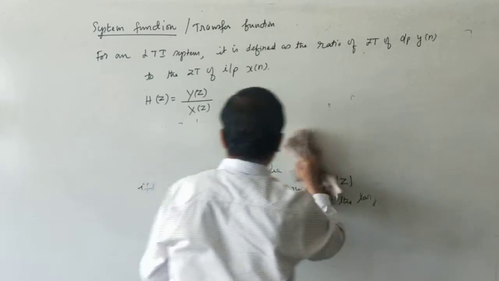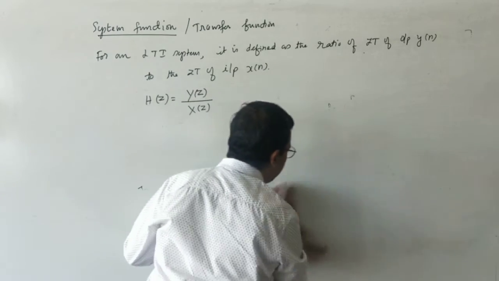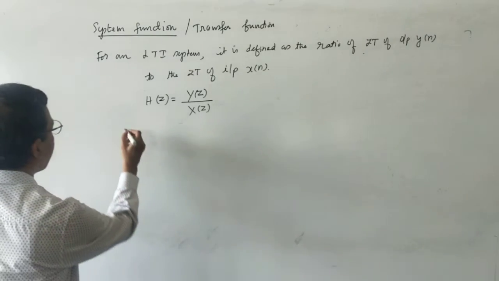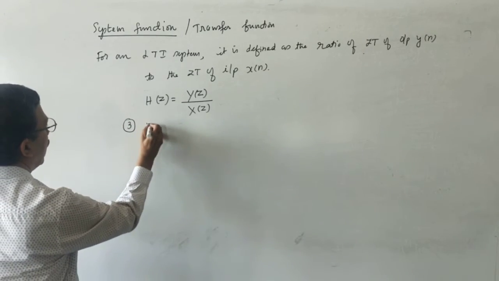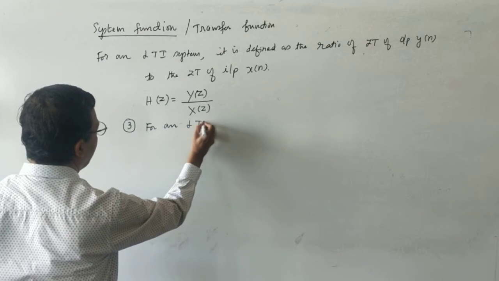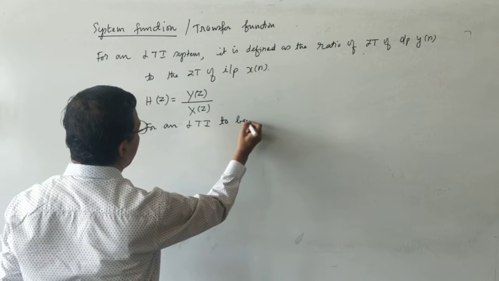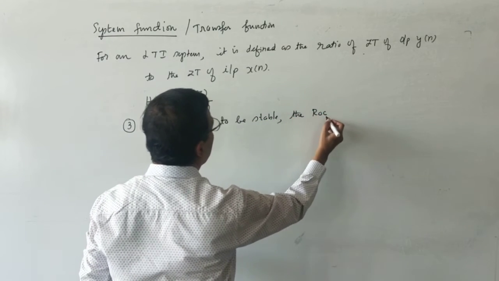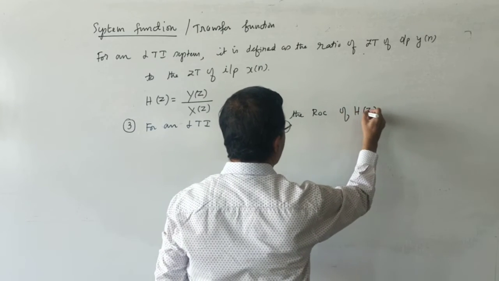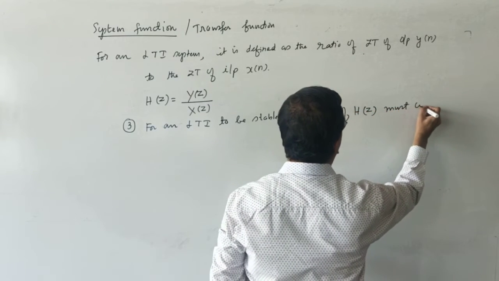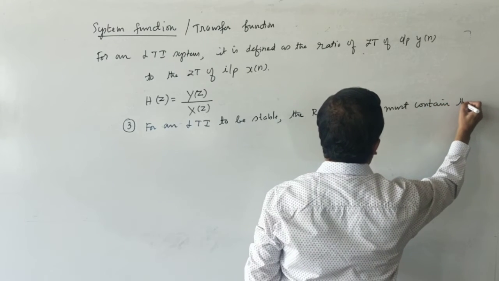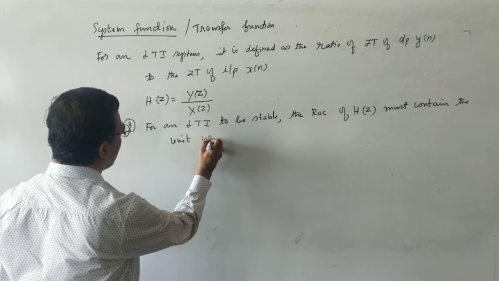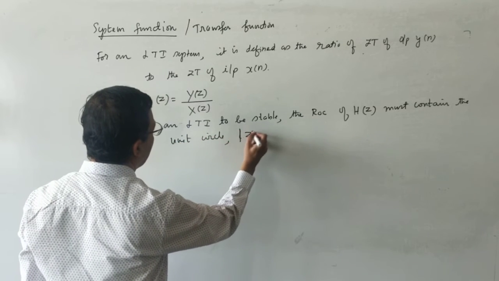Third important point. For an LTI system to be stable, the ROC of H of z must contain the unit circle, mod z equal to 1.